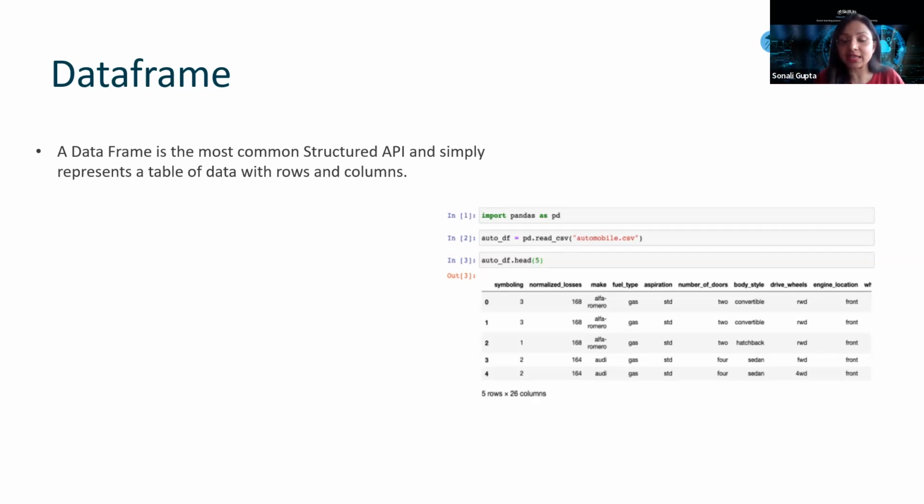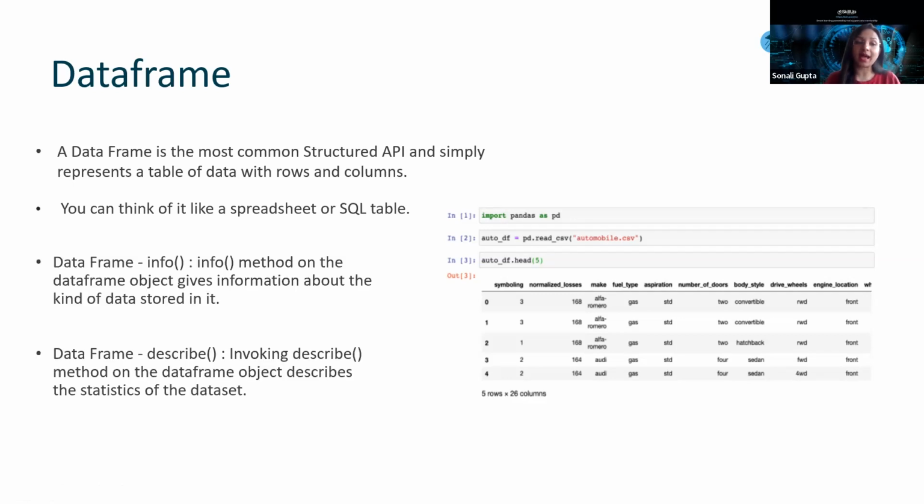The next line, if you see here, is doing a dot head. This head function gives you the top 5 rows within that data frame. The data frame, as I said, is in the form of rows and columns. So when I say AutoDF dot head 5, the output is the top 5 rows of that data frame. A data frame is basically the most common structured API and simply represents a table of data with rows and columns. You can think of it as a spreadsheet or a SQL table.